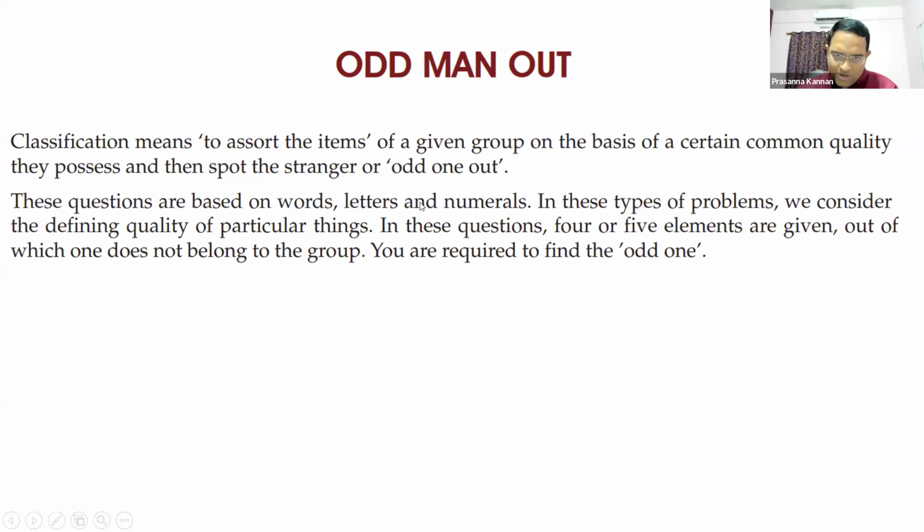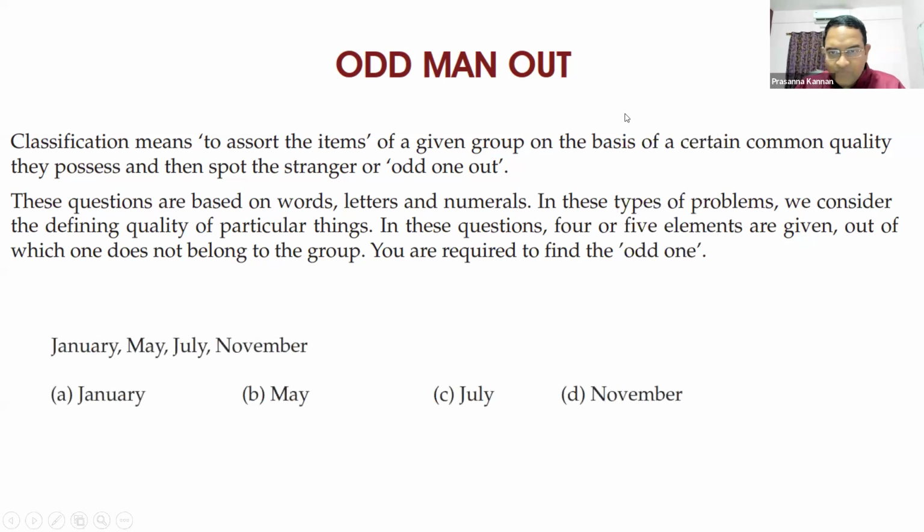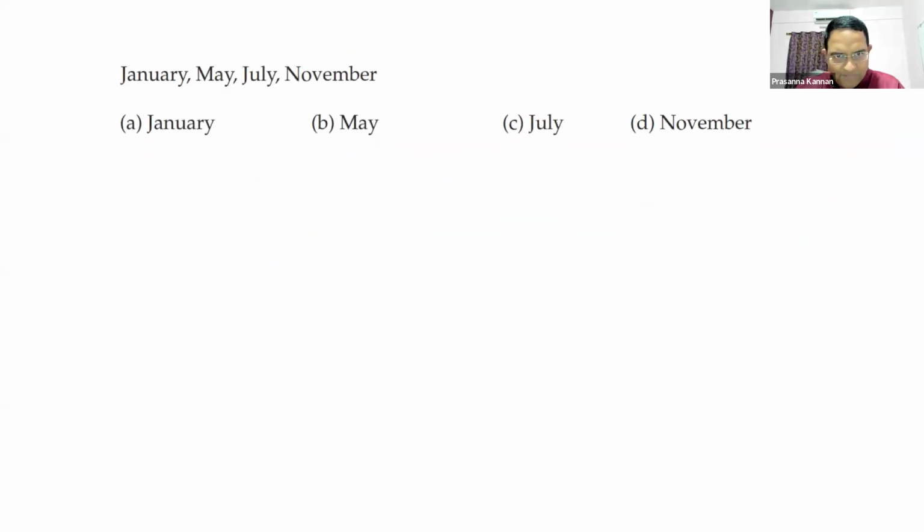These questions are based on words, letters, numericals. In these types of problems, we consider the defining quality of particular things. In these questions, 4 or 5 elements are given, out of which one does not belong to the group. You are required to find the odd one. Something is common in all the other things, and one of them will not be following that rule. Now, can you look into this? January, May, July, November. Pick out the odd one.